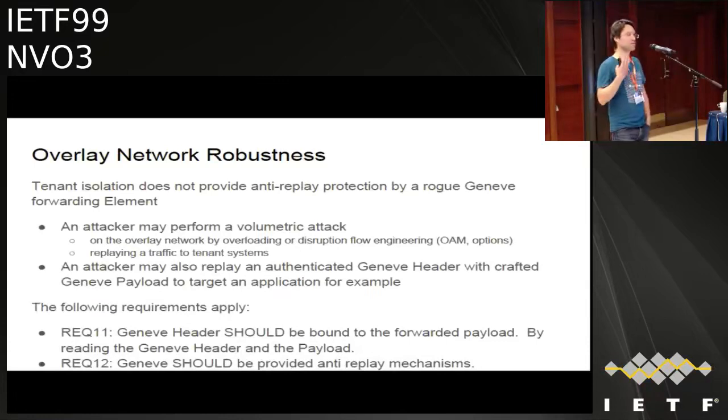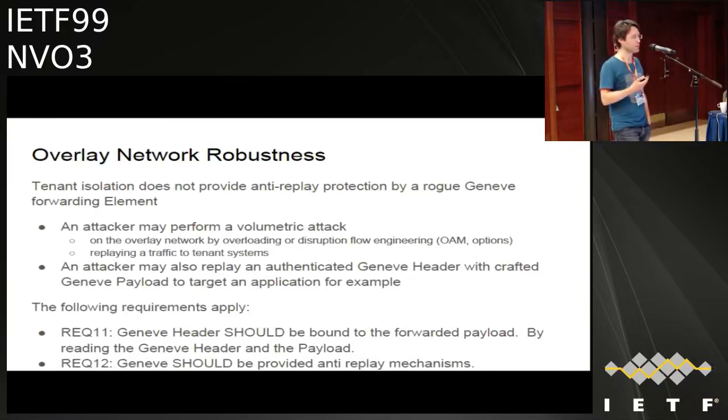Okay. So now that we have only addressed how to isolate the tenants from an attacker, the second part is how we can make the overlay robust itself. The type of attack we consider at that level is an attacker that is replaying some traffic. He can sometimes modify the header, but even if he's not modifying the header, if he replays OAM traffic, usually you've designed your networks for a given amount of traffic in each category. So if you're increasing the volume of OAM traffic, for example, you might disrupt the network. Or if you're adding options, it changes the way you're engineering your network.